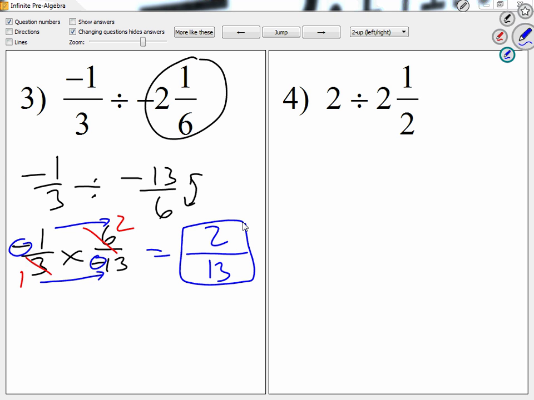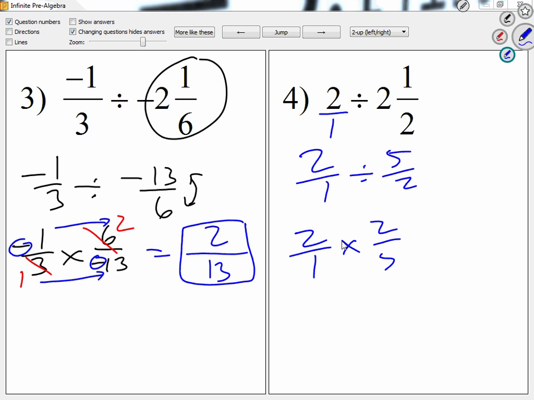Let me take a look at question number 4. I'm going to change that first number to a fraction, and I'm going to change the second one to an improper. So I'm going to go 2 over 1 divided by 5 over 2. Right, I changed the second one to an improper fraction. That cannot have any mix. I'm going to change this to multiplication now: 2 over 1 times 2 over 5. Don't forget, flip the second fraction. What do you guys get? 4 over 5.